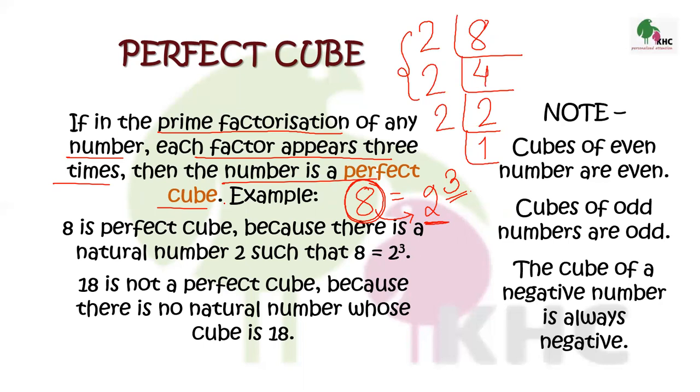Such numbers are known as perfect cubes. So that is why 8 is a perfect cube.